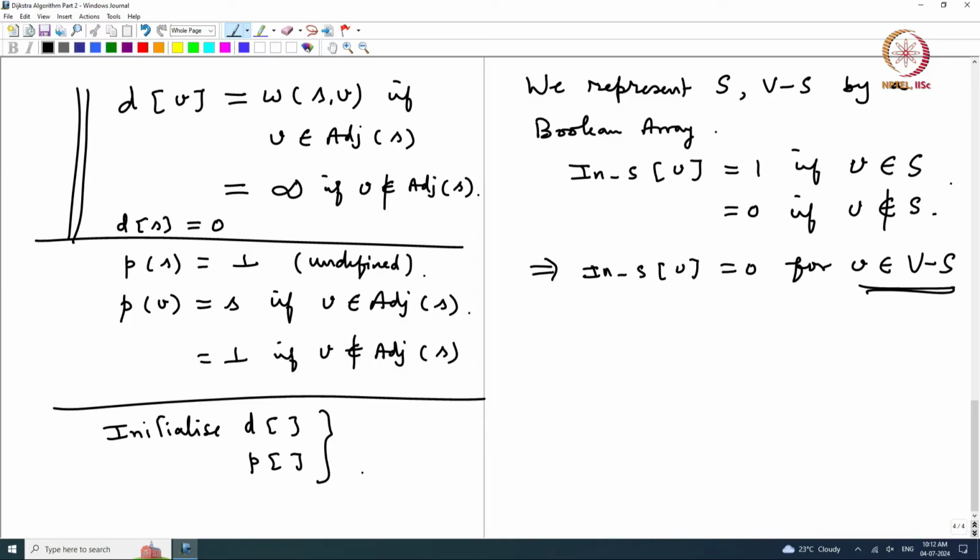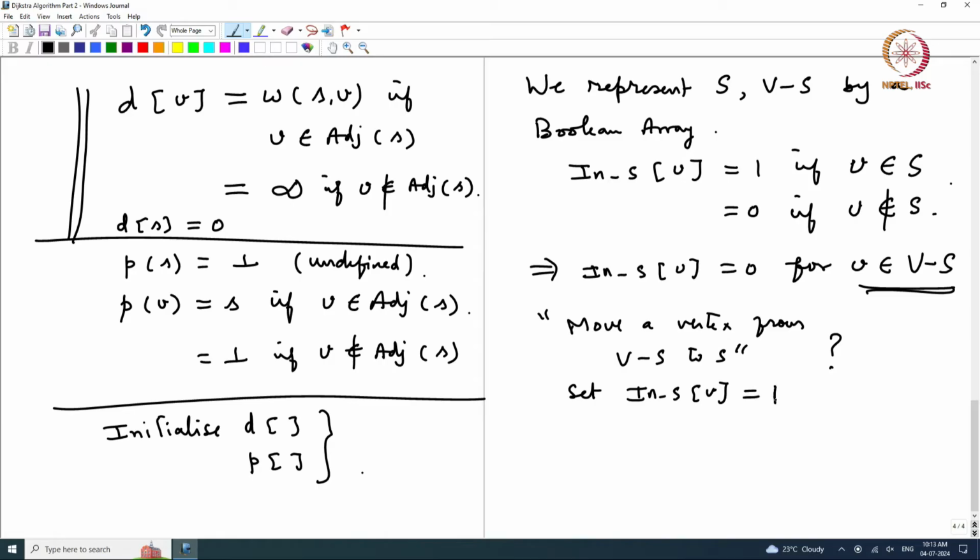So, how do you move a vertex from V minus S to S? How do you implement that movement? In the picture we are drawing circles and other things, but how does the computer program do it computationally? It is very simple. If it is in V minus S, inS of V will be 0. So, set inS of V equal to 1.